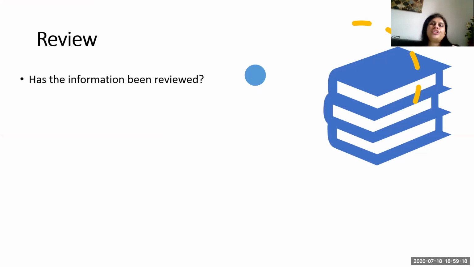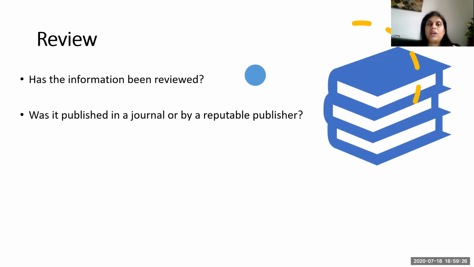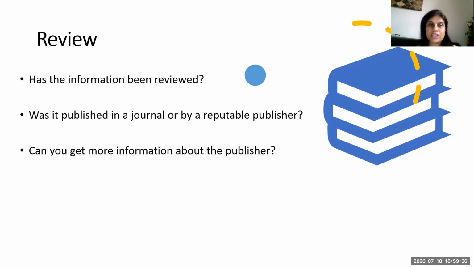Next, if you're looking at the sources who have reviewed something, then you also need to look at how the information has been reviewed. Was it published in a journal or by a reputable publisher? Who has published it? Who has printed it? Who has written it? All that information is something that you need to understand.